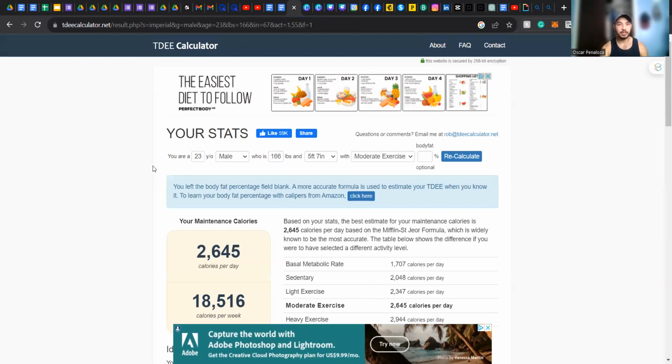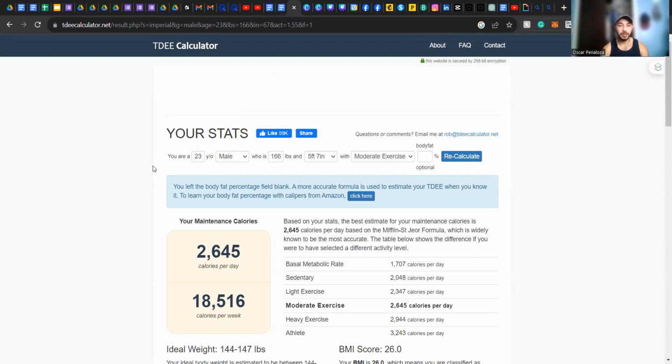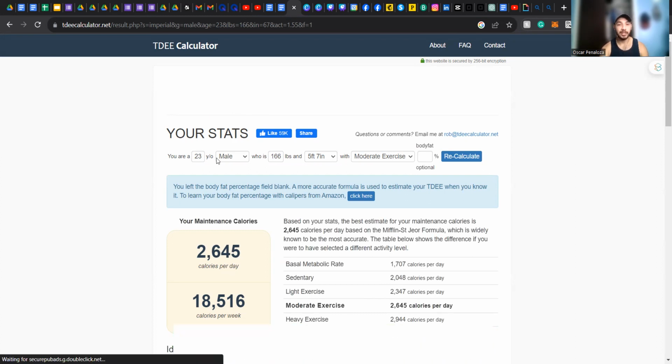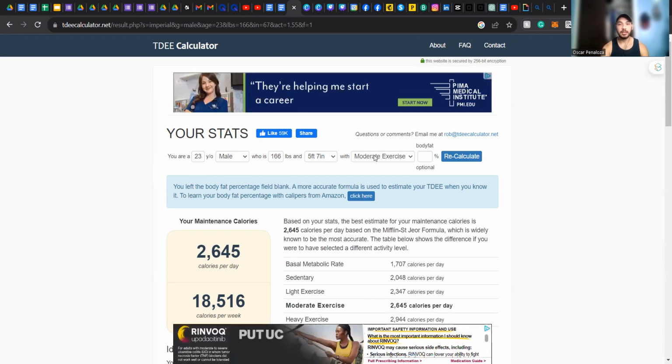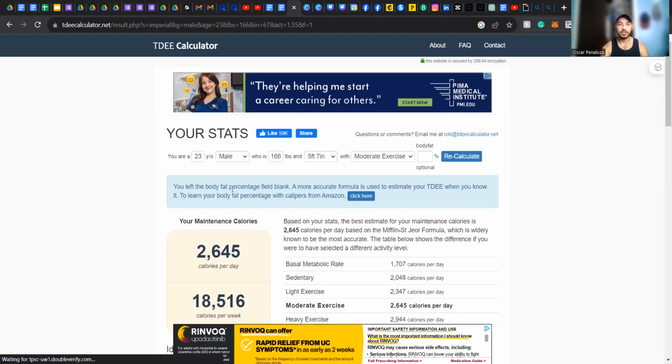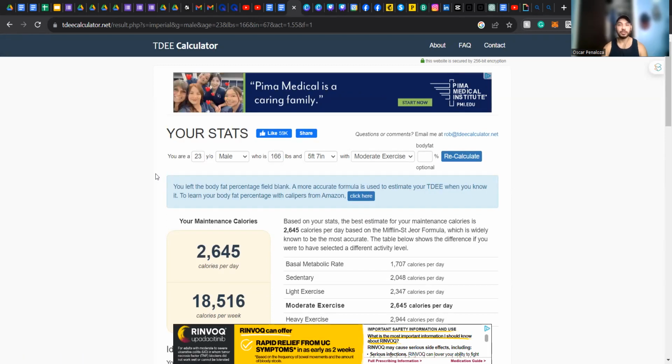Just plug that in. You'll get your maintenance calories. If you do this, send me a message. Let me know what your personal maintenance calories are. Make sure you put in your age, your sex, your weight, your height, and then your activity level. You can exclude the body fat percentage. It might be a little bit more accurate with the body fat percentage, but not a big deal. It's just an educated guess, like I said.